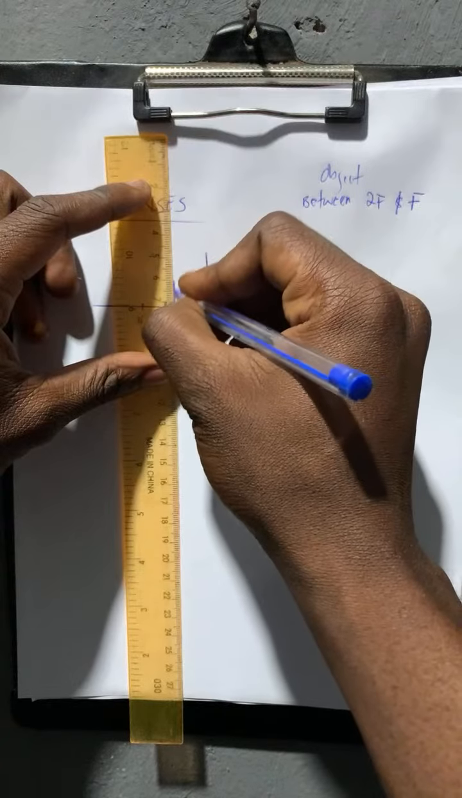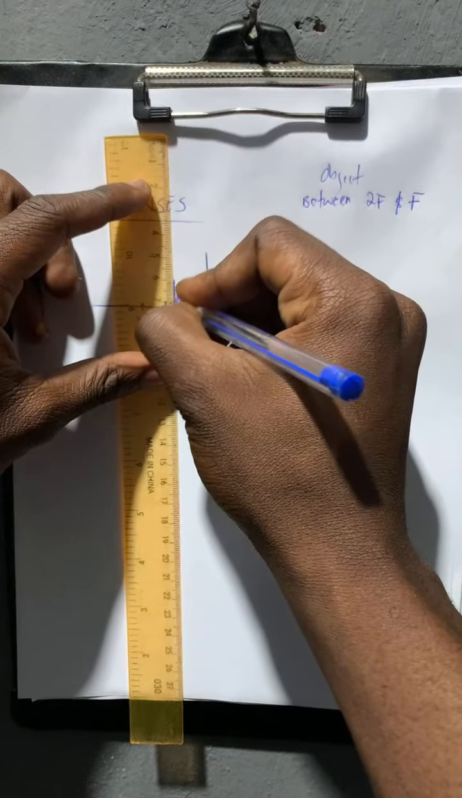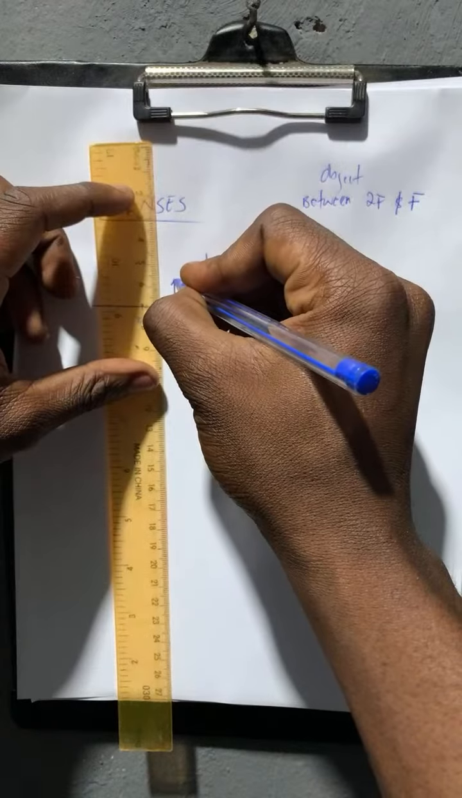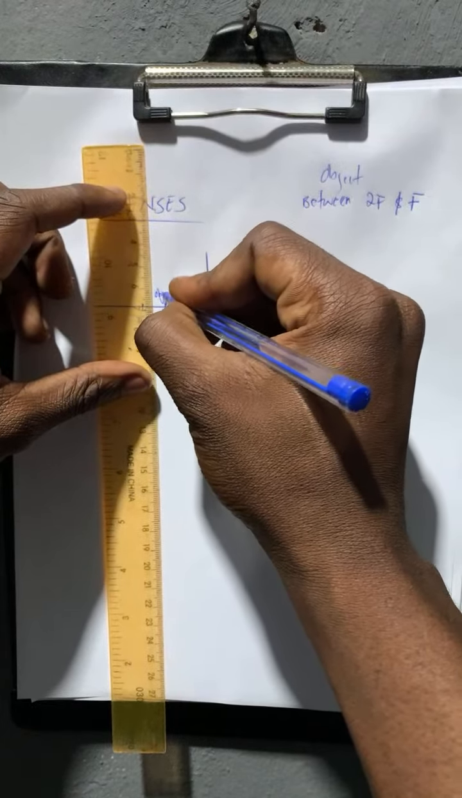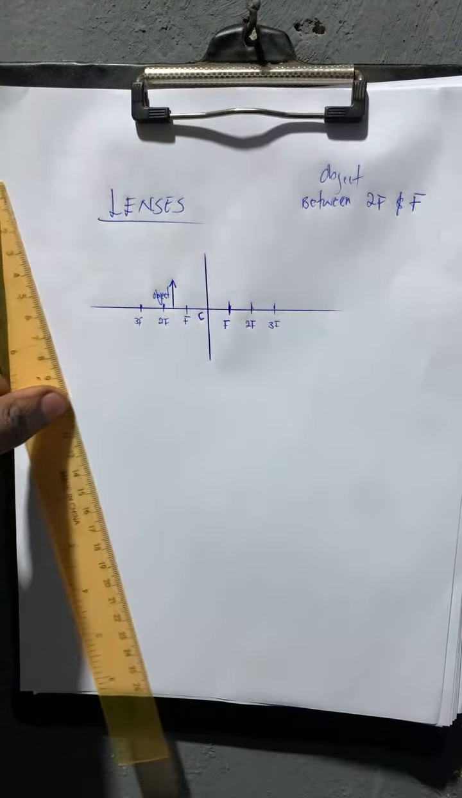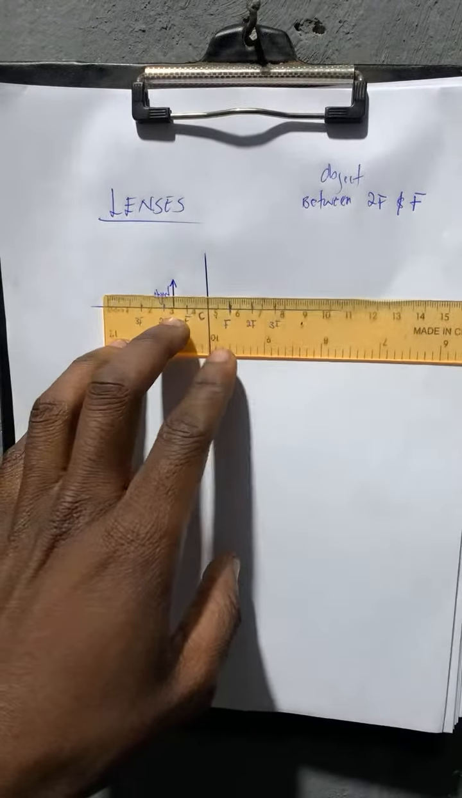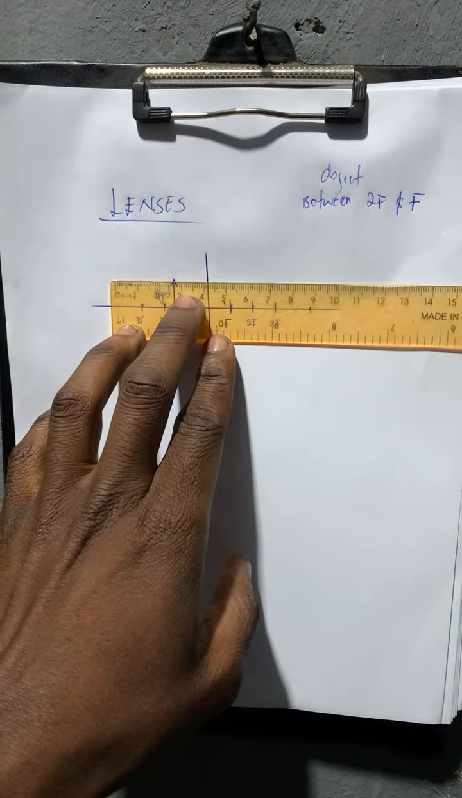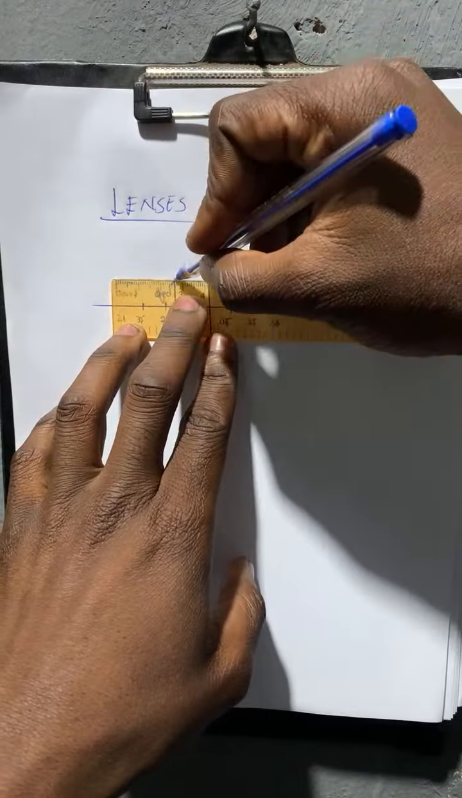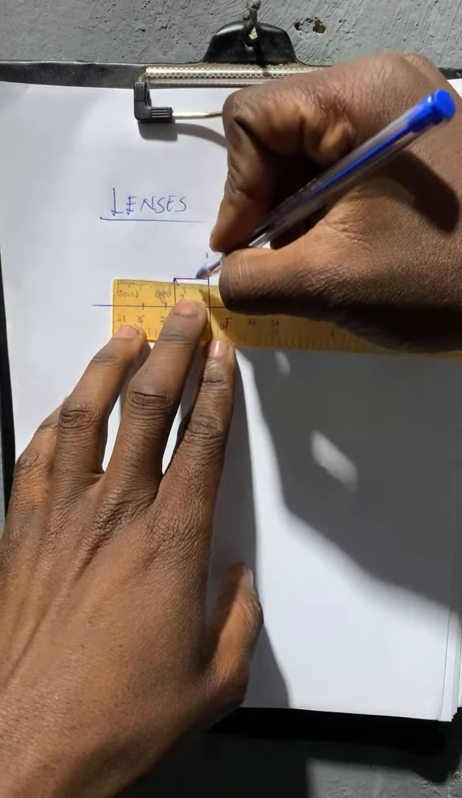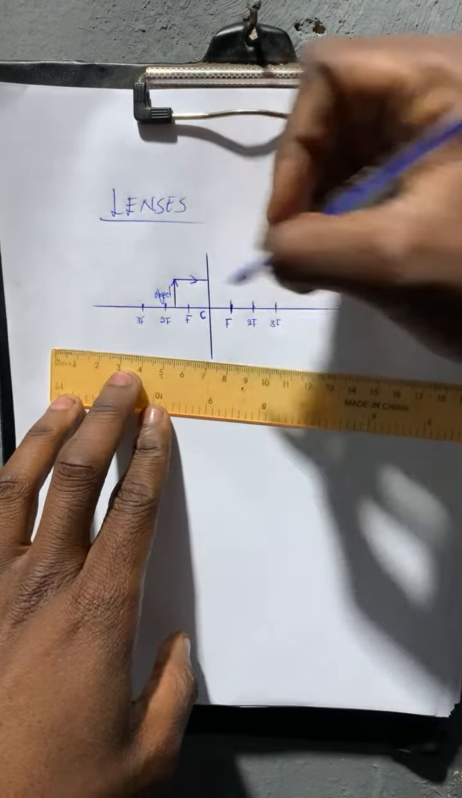So we'll see examination questions first. I'm just showing you the rules. So this is where the object is. All right, so this is the object. The first rule, what you need to do is that the line that comes from the object goes straight to the optical center, like this. Okay, so this is how the rays are moving.